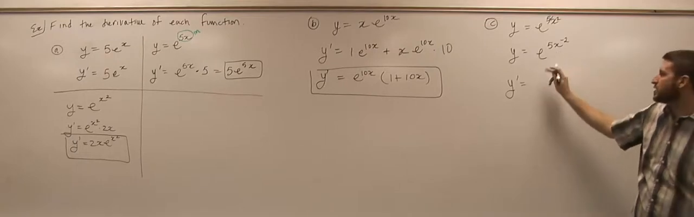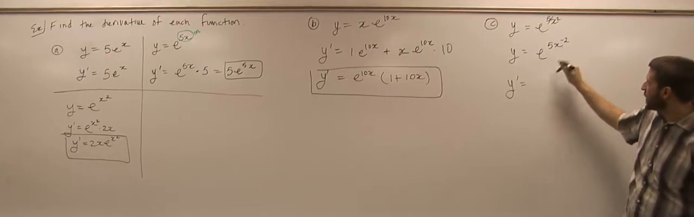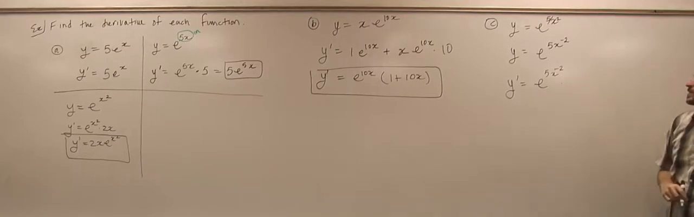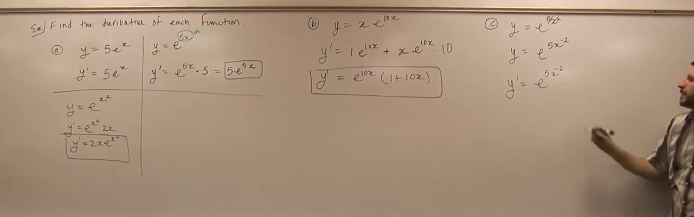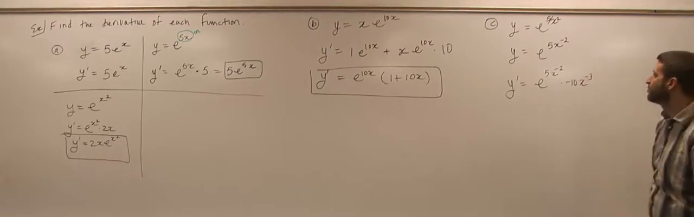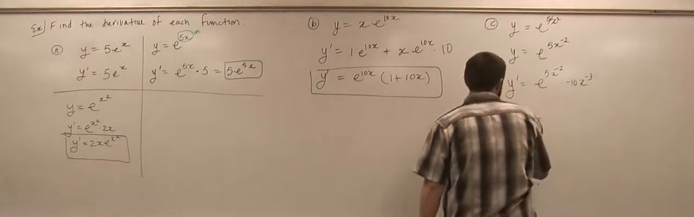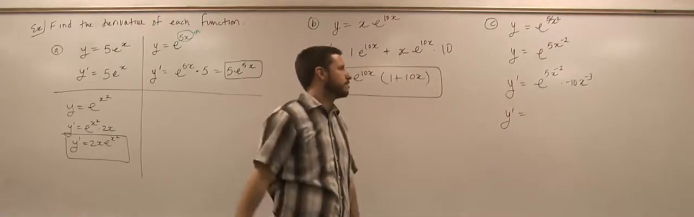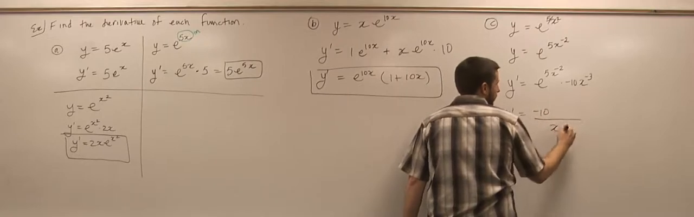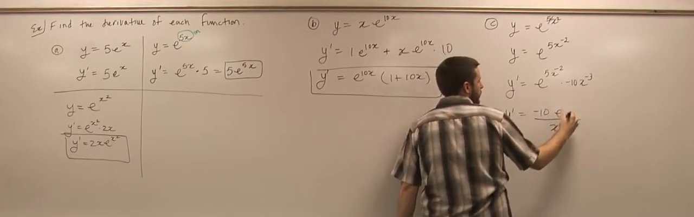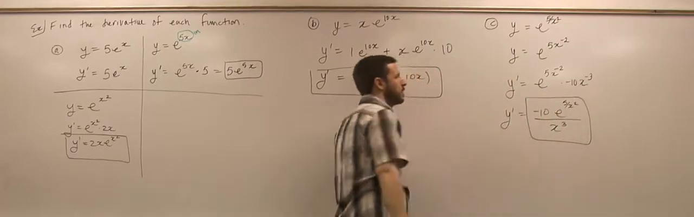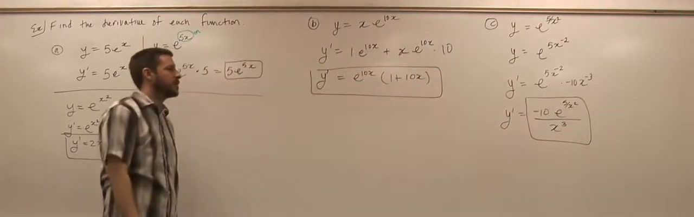So the chain rule says the derivative of e to the 5x to the negative 2 is e to the 5x to the negative 2 times what? Negative 10x to the negative 3. Clean that up a little bit, I guess. x cubed goes to the bottom, and the negative exponents come down again, but otherwise it's the same.